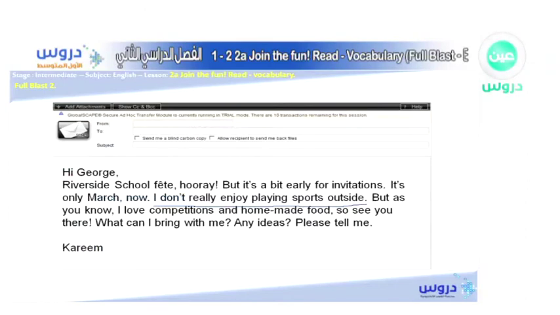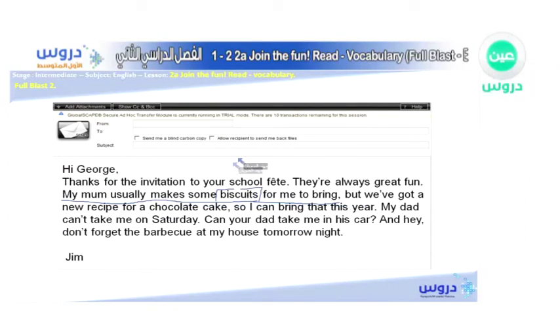Let's go back again to the first one, because we remember that he usually brings biscuits. So he said, but we've got a new recipe for chocolate cake, so I can bring that this year. So he's just telling us what he's going to bring. My dad can take me, of course. These are other things. So he said he will bring it. So in that case, Jim is a correct answer.